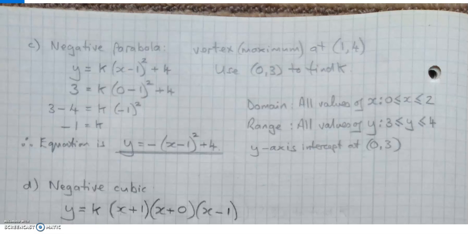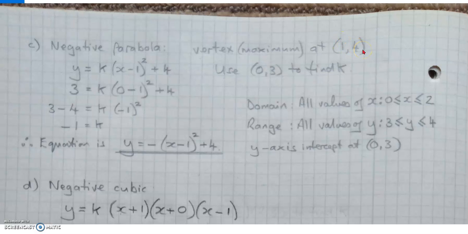Now, this is part C of the graph. We can't see it on my screen here, but I'm sure you can see it in your book. It's just after the y-axis where that previous parabola finished. Okay, so it's obviously an upside down parabola, so we call it a negative parabola, and it's got a vertex or a maximum at (1, 4).